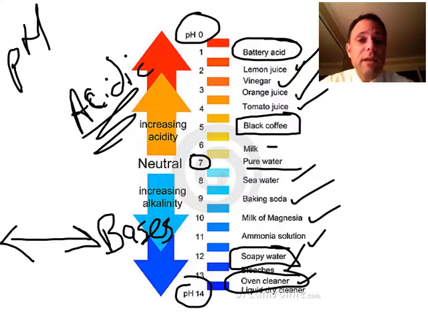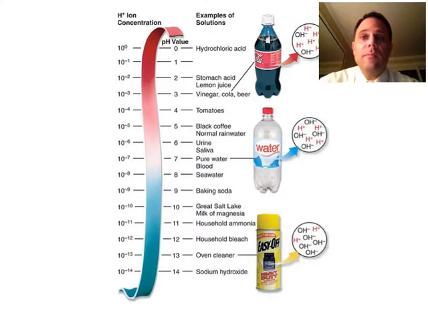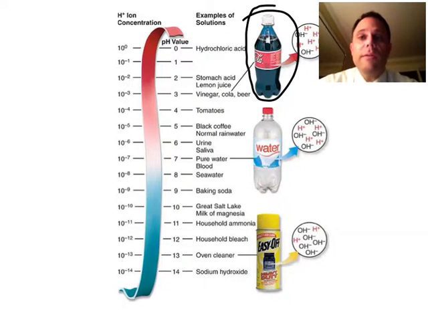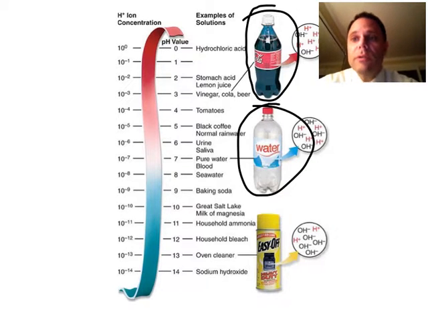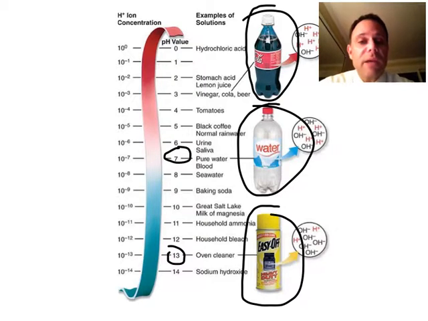Now the reason why I suggested the opposite and bases are worse is because you would not assume that they could hurt you more. They could hurt you just as much as acids. Please be careful. Next slide will show you some other examples of common items. Okay, Coca-Cola, acidic. Water, about 7. Easy Off oven cleaner. It's a base, very strong base.